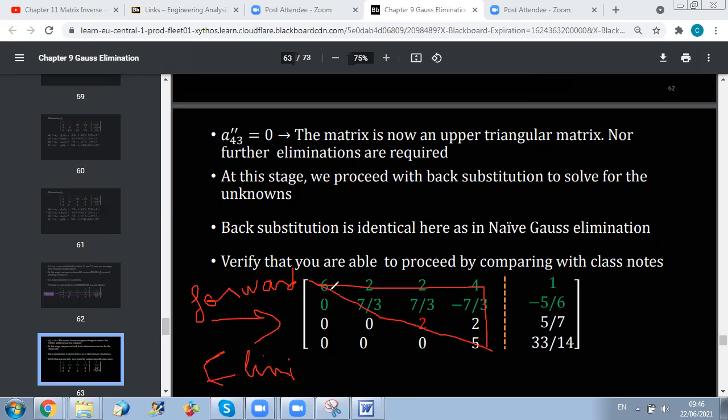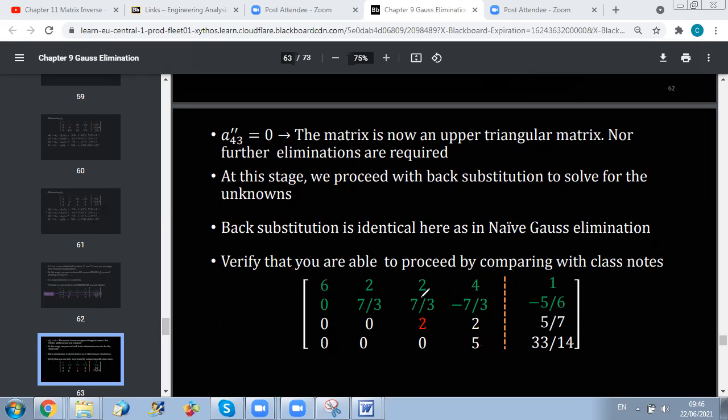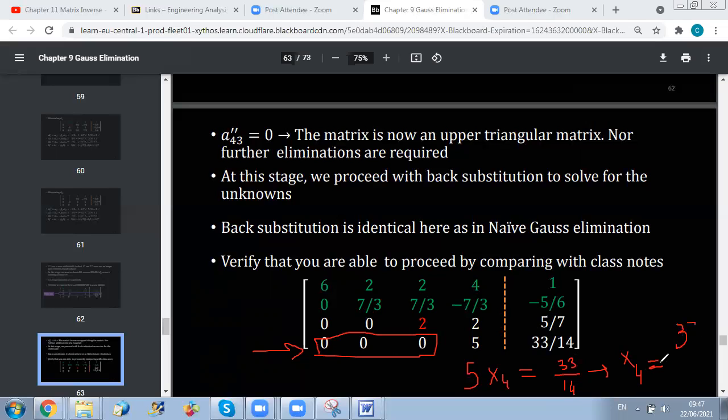And now you will see that the solution will become very simple to do. And we call it backward substitution because we will start by solving this equation. Why? Because for this equation, the coefficients of x1, x2, and x3 are 0. If I write the corresponding equation, it will be 5x4 equals 33 over 14. So from this relation, I can get x4. So I deduce that x4 is equal to 33 over 14 times 5.